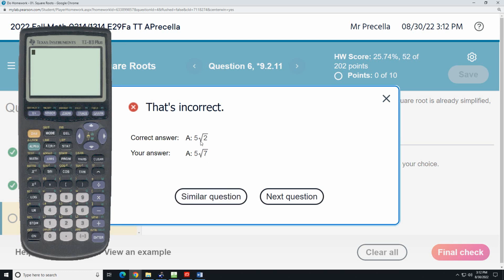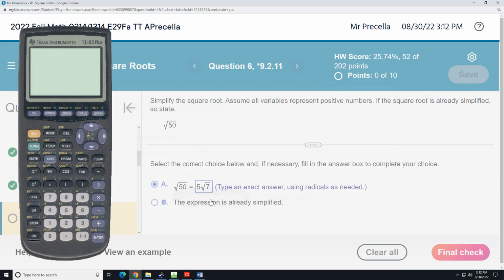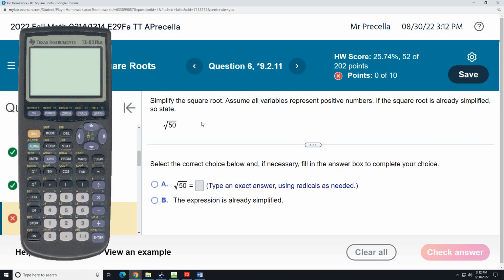It told us the right answer, which is what we had, 5 square root of 2. And it tells you your answer. Then it gives you an option: do a similar question or go to the next question. What should we do in order to get it done right? Similar question. Don't leave those X's.